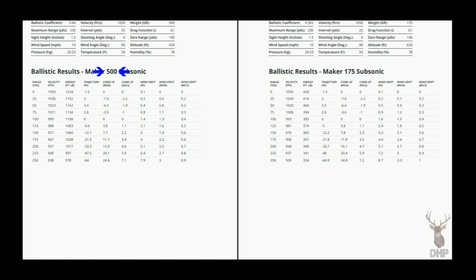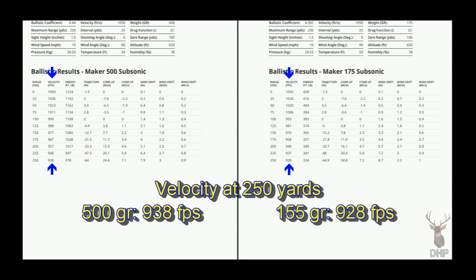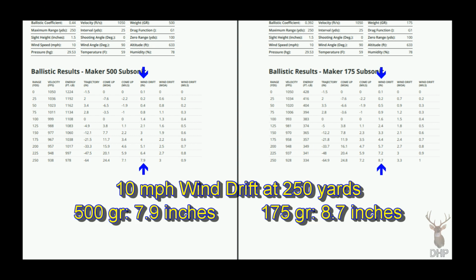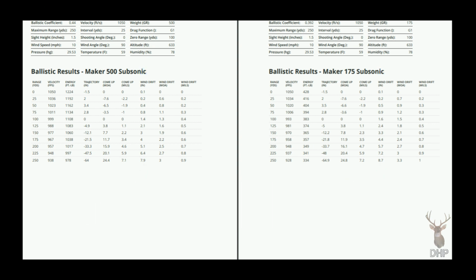I draw your attention to the left page. It is for the 500 grain and the 175 is to the right. Notice how similar the velocity is at 250 yards. There's only 10 feet per second difference. The wind drift is also similar in round figures at 8 inches, with a bonus of 3/4 inch going to the 175 grain bullet.